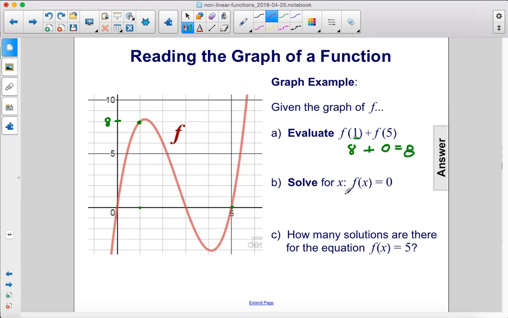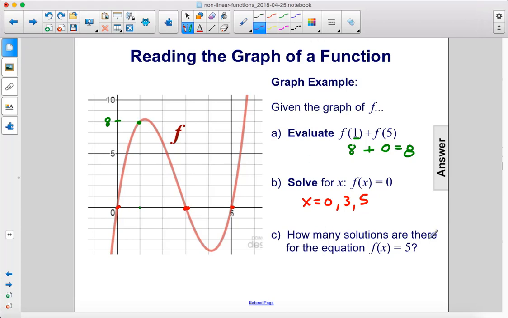Alright, solve for x. F of x equals 0. So where are the y values equal to 0? Here, here, and here. So that's when x equals 0, 3, and 5.